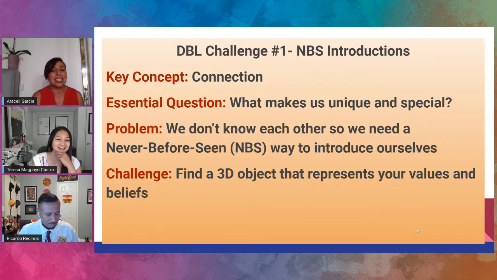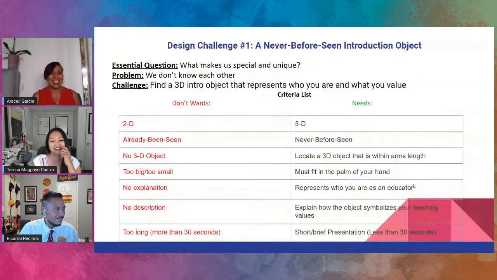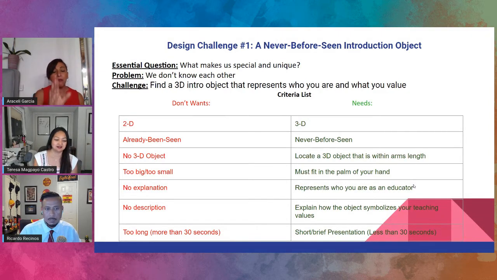In fact, if you go to the next slide, here's that criteria list. Here's this list of the do's and don'ts. So it's never before seen because it's never been seen as an introduction object. I give them a few examples. You can use a pencil. You can use a notebook, right? But then you have to give me a sentence that says, I am like, and then your object. And for this one, I do give a little scaffolding, right?